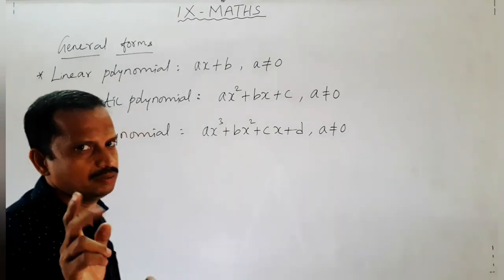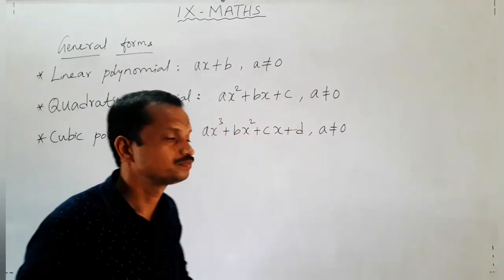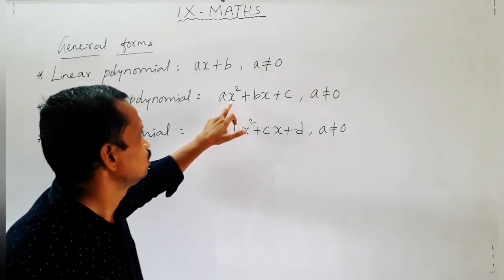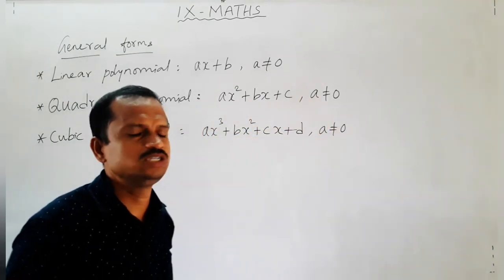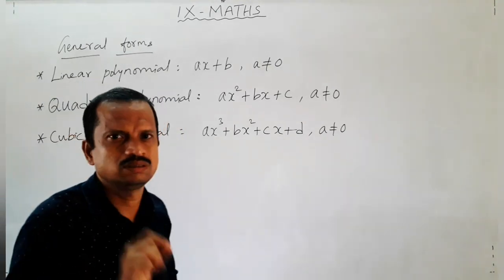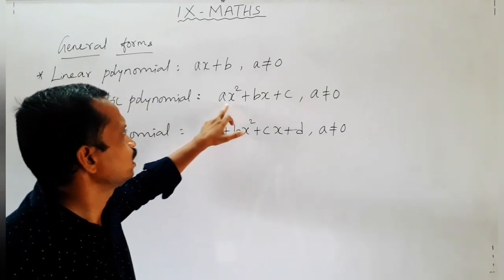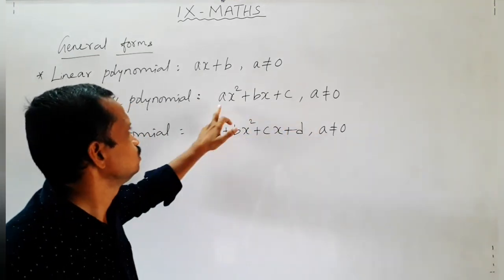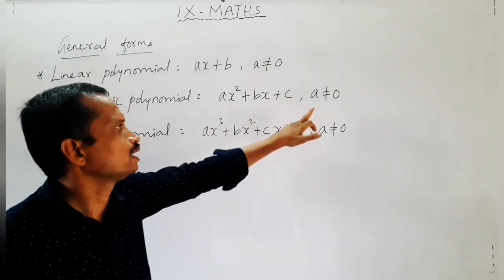A second degree polynomial is called a quadratic polynomial. ax square plus bx plus c is the general form. x square is a must, so only the coefficient of x square, a, should not be 0. So we have to mention that in the general form, because second degree means x square should be there. The other terms may or may not be there, but this is the general form, so you have to write it completely: ax square plus bx plus c, a not equal to 0.